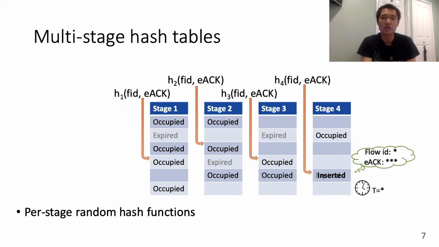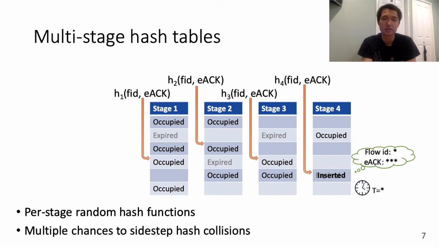Multiple stages allow us to have multiple chances to insert the same packet, so this actually reduces the chance of hash collisions. Even if we have the same memory space, we can allocate it to 3 or 4 different stages and achieve a much higher insertion success probability.